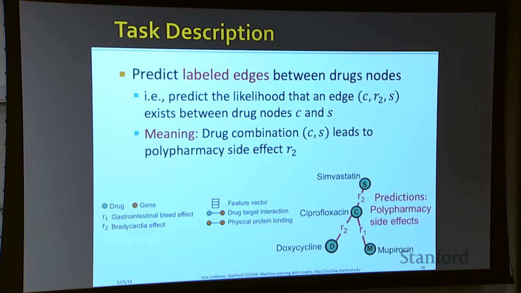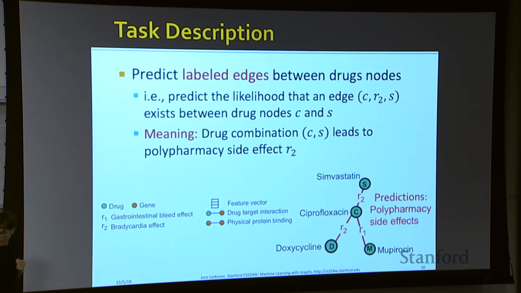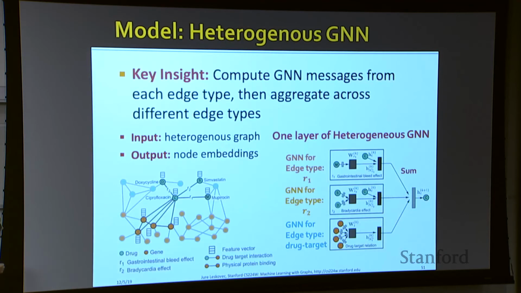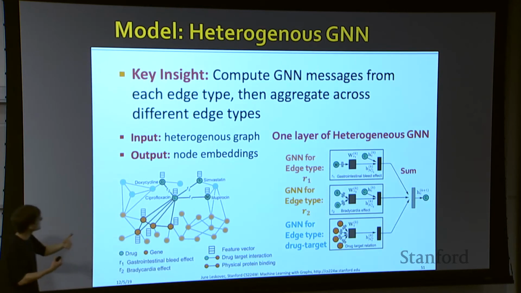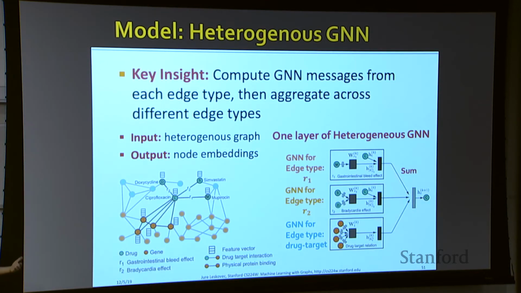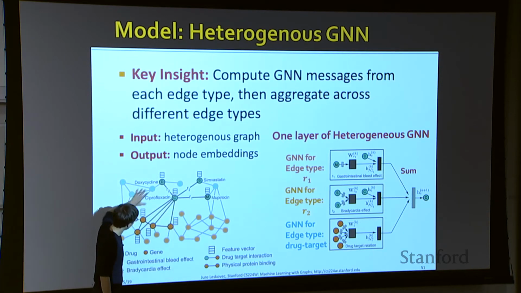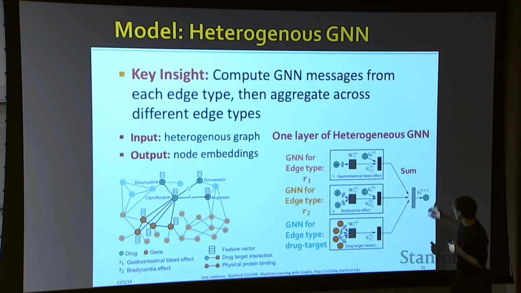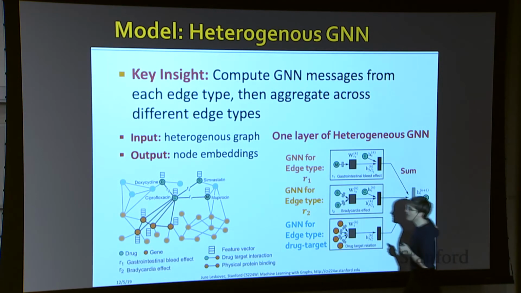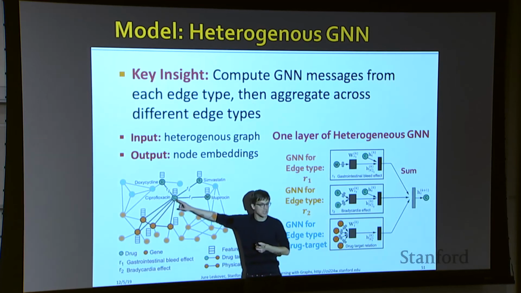And again, we will be using a graph neural network to be able to do this. So how are we going to do this? We will use graph neural networks to compute messages over different edge types and then learn how to aggregate them. So if I have my heterogeneous network, here is one layer of the graph neural network to compute the embedding for this node C here.